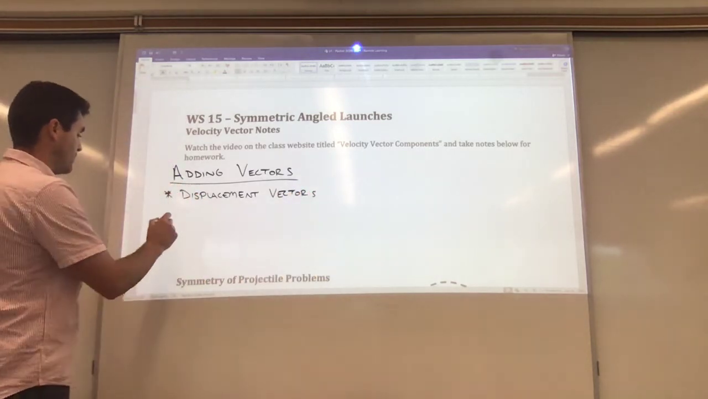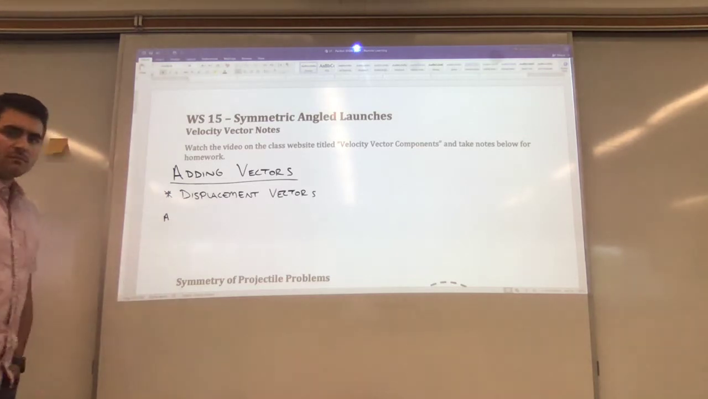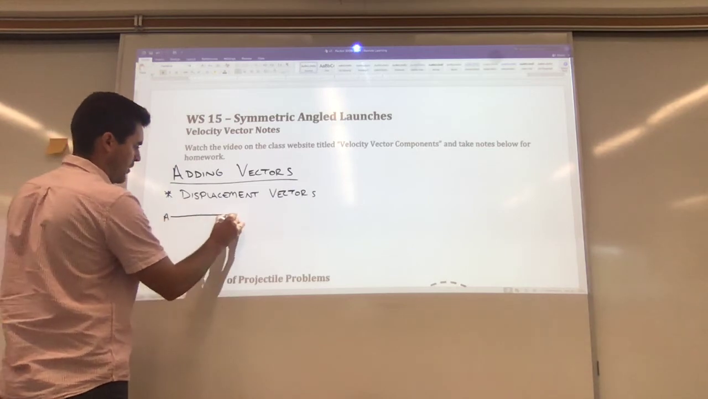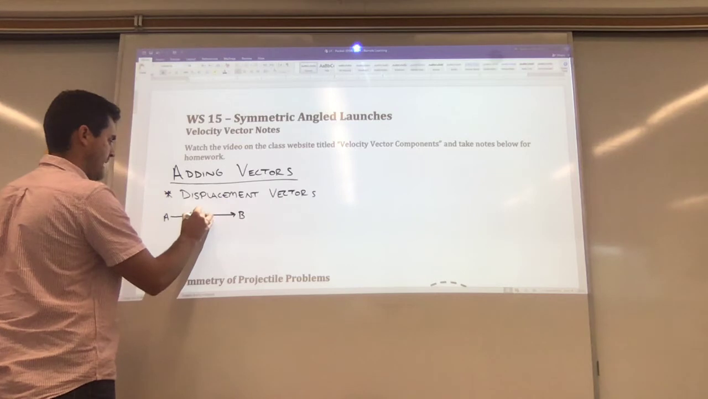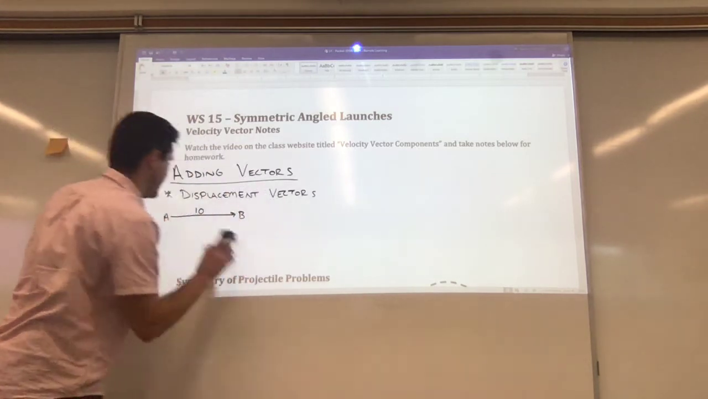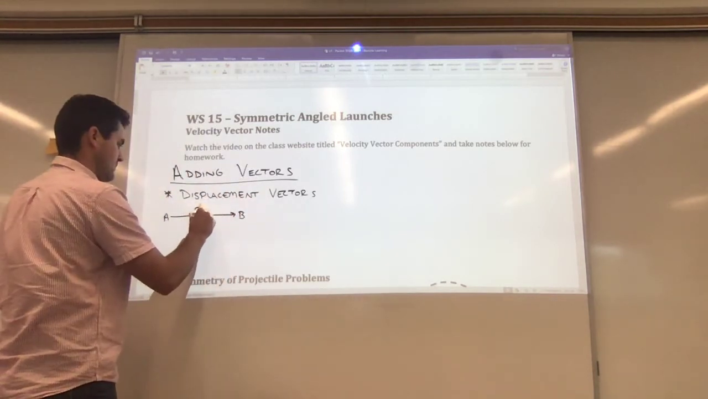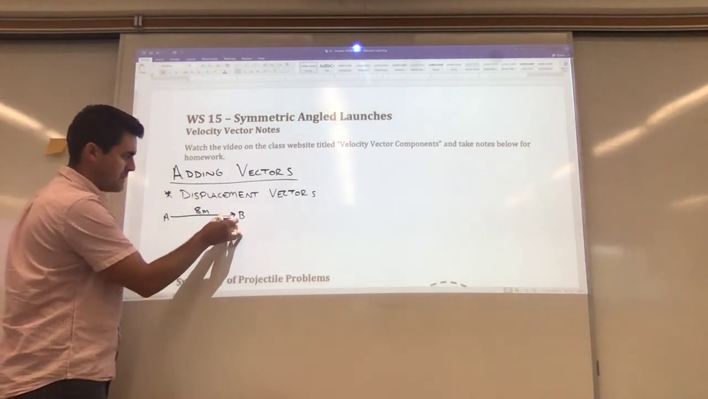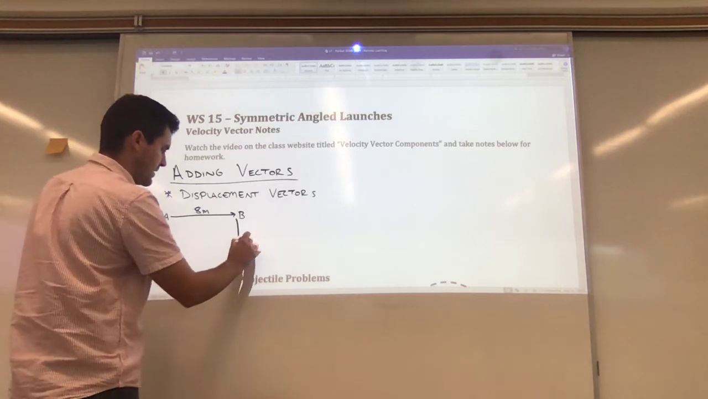We'll start with an example problem. Let's imagine that I start here at point A. And I move from point A, or an object moves from point A over to point B. And let's say that is, I don't want to say 10. Let's say it's 8 meters away. And then I make a right-hand or a downward turn, and I walk 6 meters down.